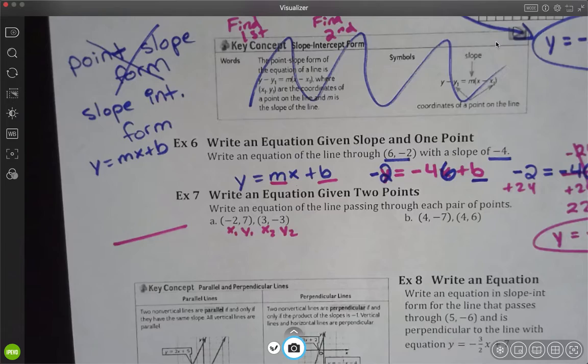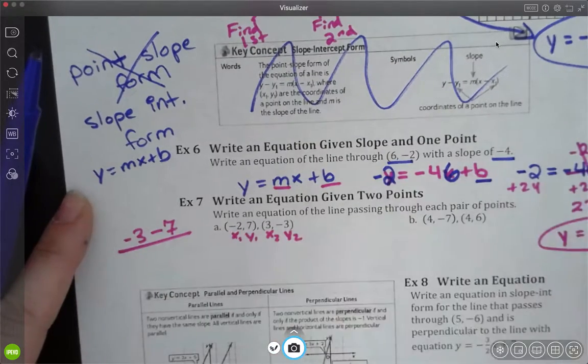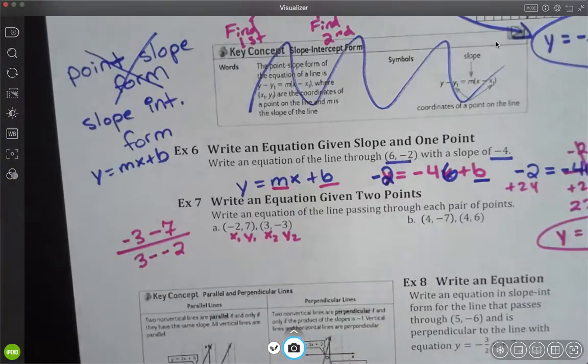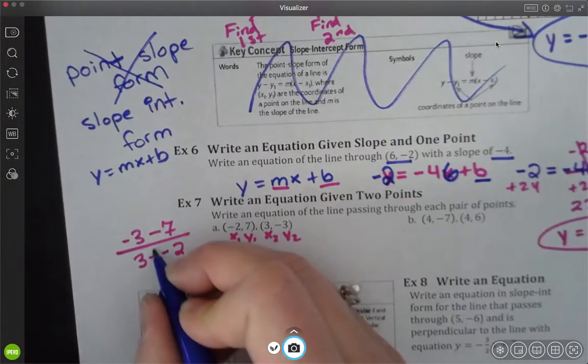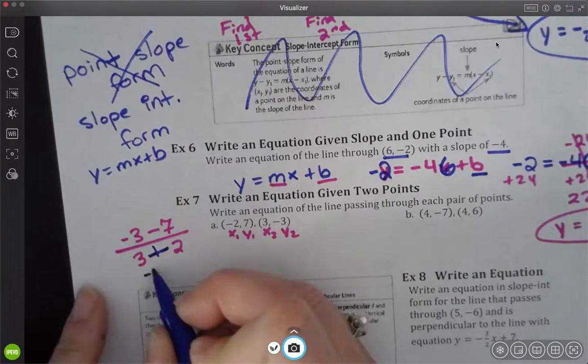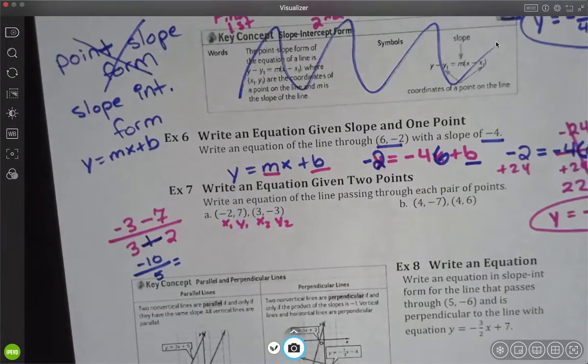So y2 minus y1. What's your y2? Negative 3. Negative 3 minus 7 over 3 minus negative 2, or 3 plus 2, right? Negative 3 minus 7 is negative 10. 3 plus 2 is 5. So that becomes really nice: negative 2.